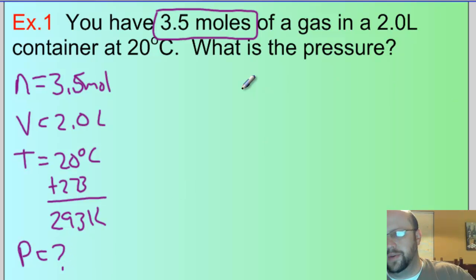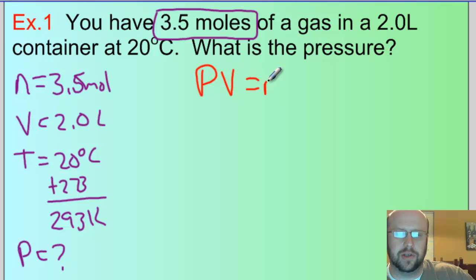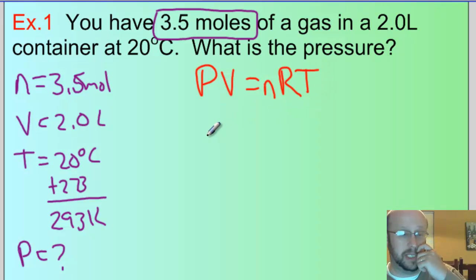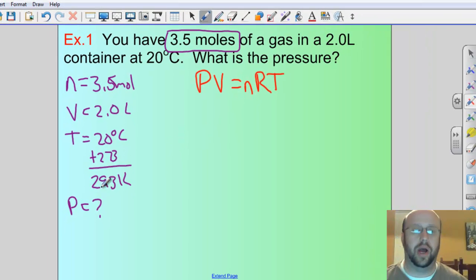So what equation are we using? We're using PV equals nRT, or as students often like to call it, PUV-NERT. That's basically what the equation is. And again, you won't have to memorize the equations. They're going to be given to you, but you need to know how to use them. And so we've got N, we've got T, we've got V, we're looking for P.